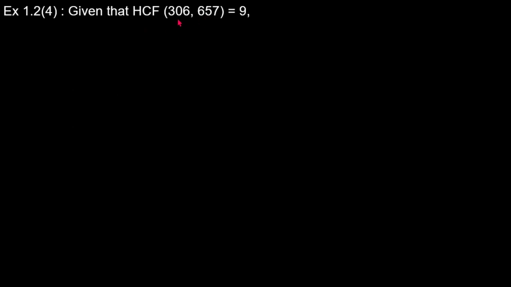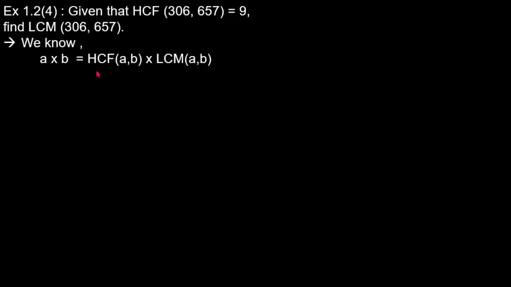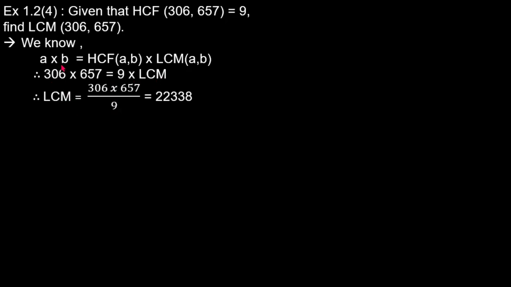Given that the HCF of two numbers is given and we have to find the LCM, we can use the formula A into B is equal to HCF into LCM. We have been given the HCF and the two numbers, so we put them in, and the LCM is to be found out. So LCM becomes this into this, divided by this. If you carry out this division, you will get the answer like this. So this was all about finding HCF and LCM using prime factorization.